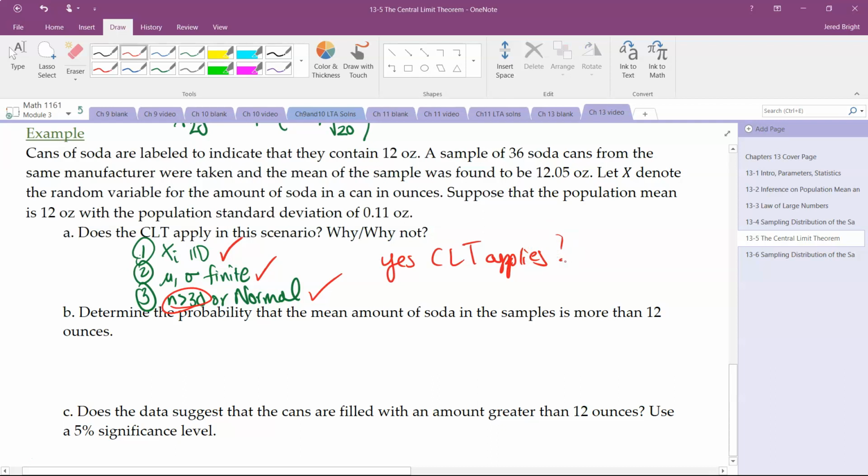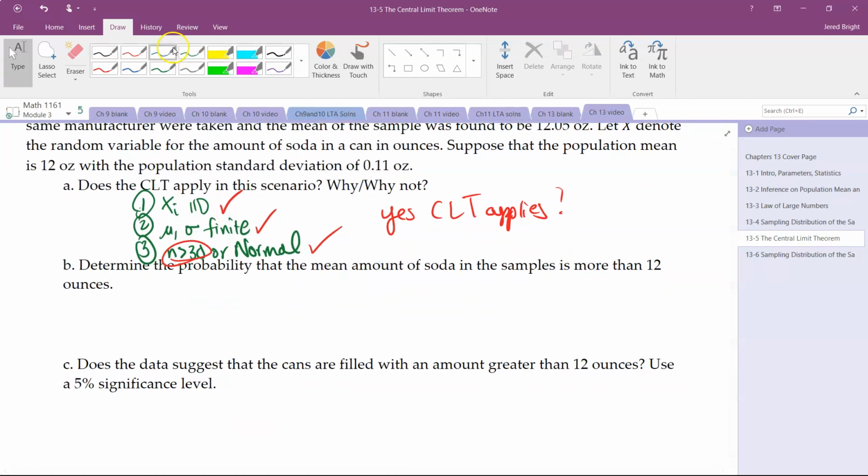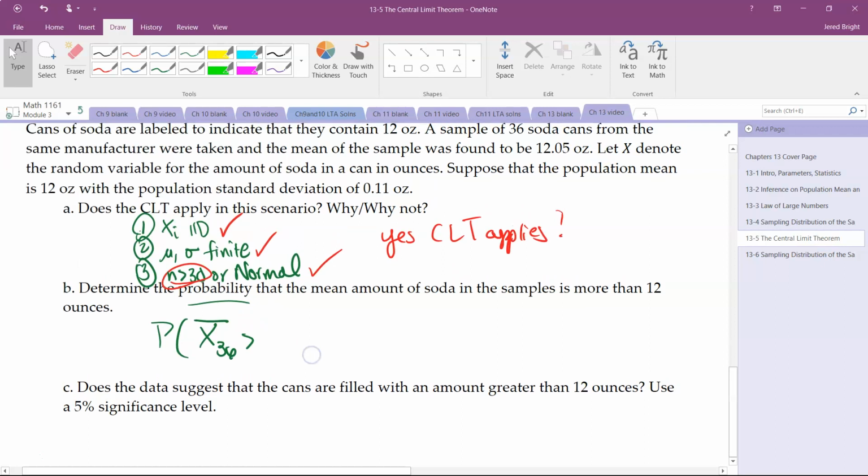Okay, part B. Determine the probability. Now I just have to write the statement. So P of something, that the mean amount of soda in the samples, so that would be that the mean of the 36 samples, looking at all possible arrangements of those, is more than 12 ounces. And I actually made a typo here. This should be 12.05. So the probability that the mean amount of the sodas in the samples is more than 12.05 ounces.